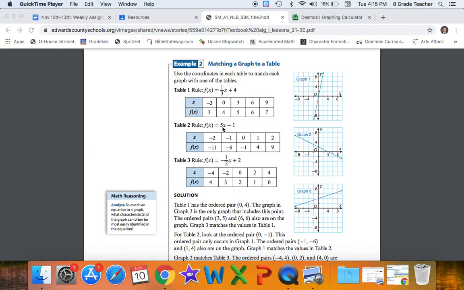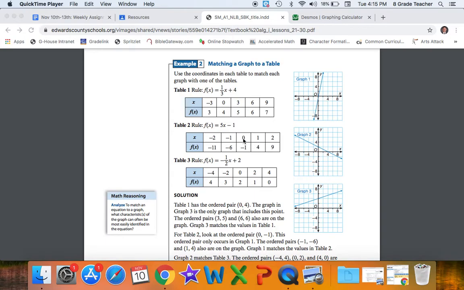F of x equals 5x minus 1. Now, all these are done again. What I'd like to do is start with one that I can easily identify. For example, x is 1 and y is 4. If I go over 1 and up 4, looks like I'm right here. So it looks like table 2 and graph 1 match up, but let's try one more option.